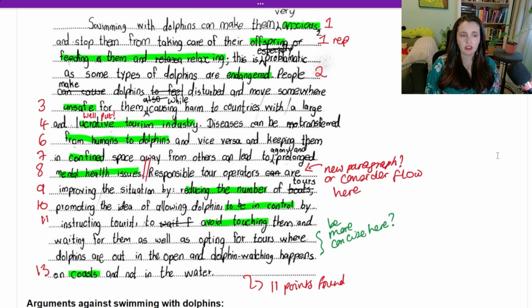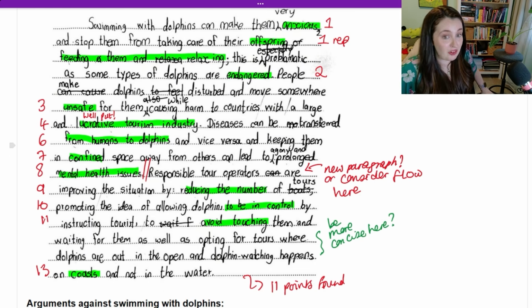Now the students found a lot of points, so let's start with that first of all. So she's got point 1, but like pretty much every single student that I've marked that did this paper, they say it's stressful and it prevents them from feeding their young, which are part of the same point. So it's technically a repeated point, but I'm going to forgive that one because they do sound separate and everyone does this one.